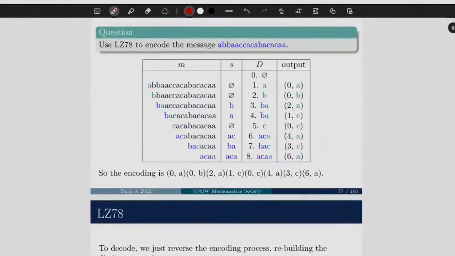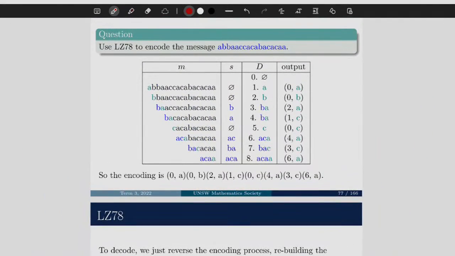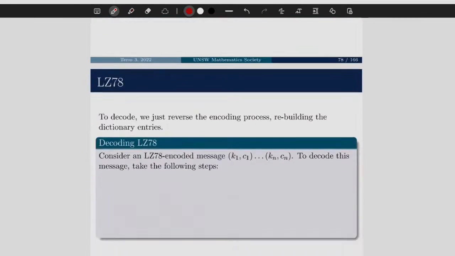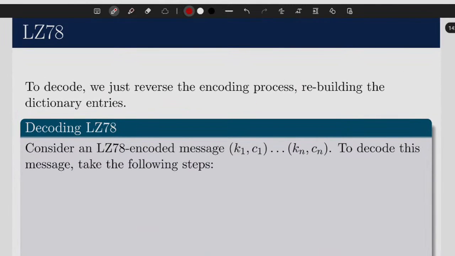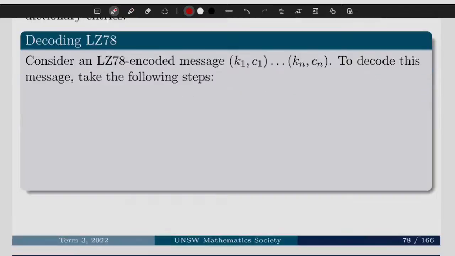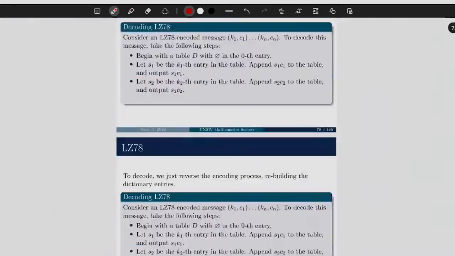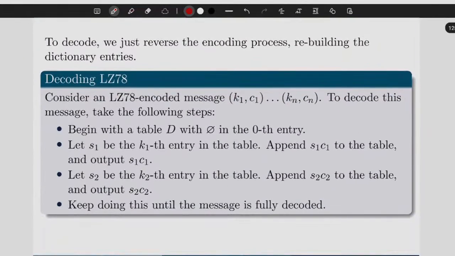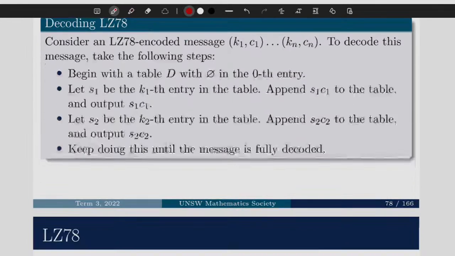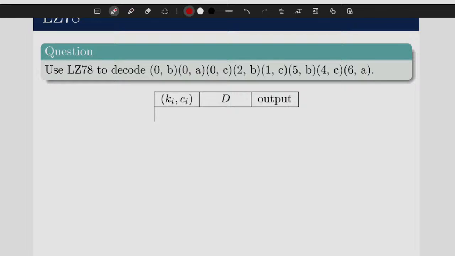And to decode, we're basically reversing this entire encoding process, right? So I'm going to give us an example of that as well. To decode, we just reverse the encoding process. Rebuilding the dictionary entries, please take the following steps, and I'm just going to scroll out and let you guys take a look at this. Basically, we're looking at the idea of appending and concatenating, and that's it, right? So, let's decode all of this. What does that end up with?